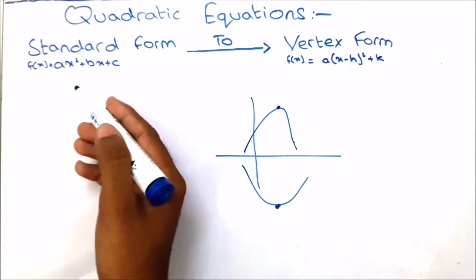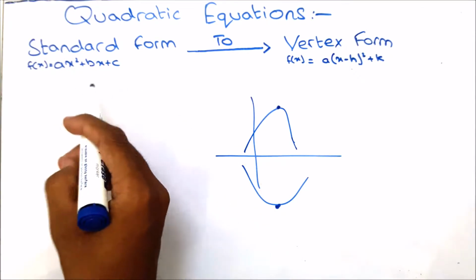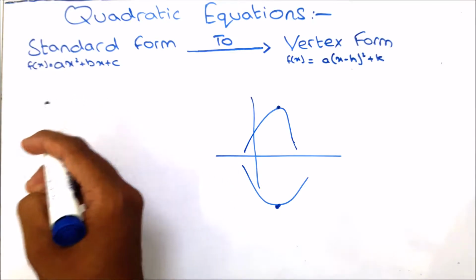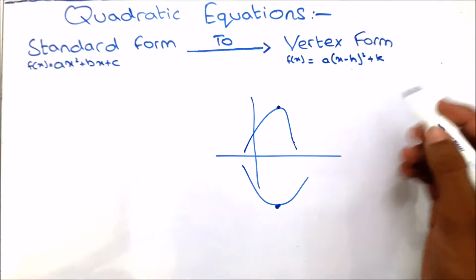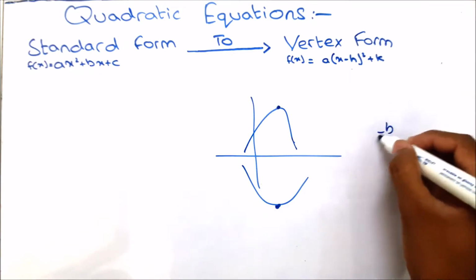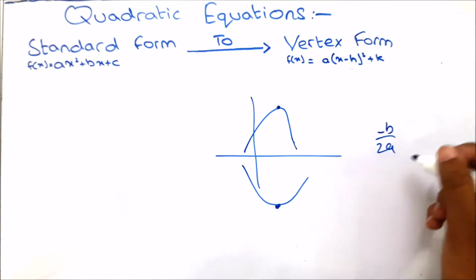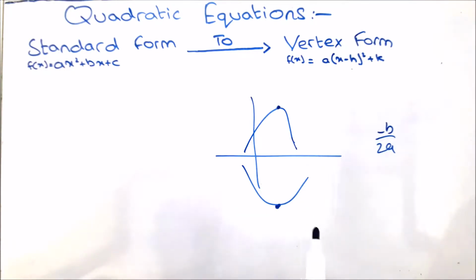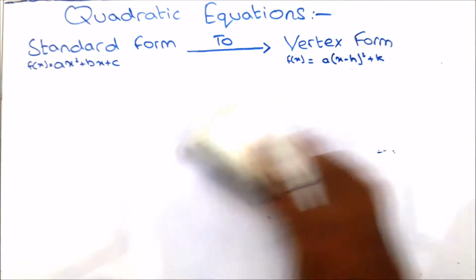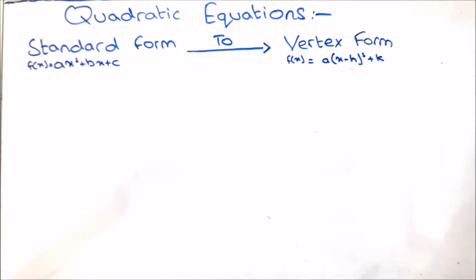In the standard form you just have to use calculus. That's easier when you know calculus, but if you don't, you will have to rely on the vertex form or this simple formula: minus b over 2a. I'll discuss this later in this video. For now, I'll just teach how to convert the standard form into the vertex form.